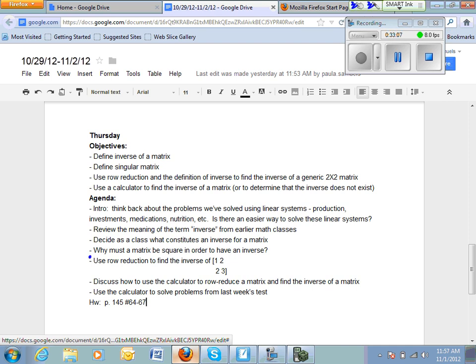Let's briefly address this. Why does a matrix have to be square in order to have an inverse? Did you know that? That only square matrices have inverses? So the dimensions have to be 2 by 2 or 3 by 3, or it could be a 1 by 1 or a 10 by 10. But the number of rows has to be the same as the number of columns. Let's talk about why it is. That's an important point.